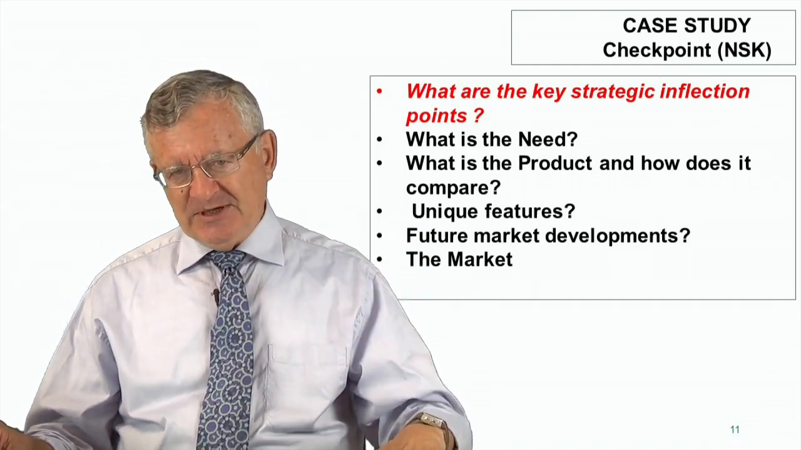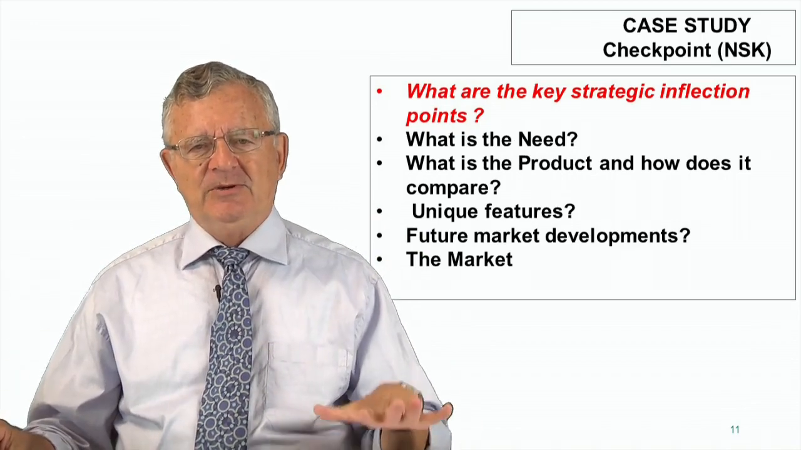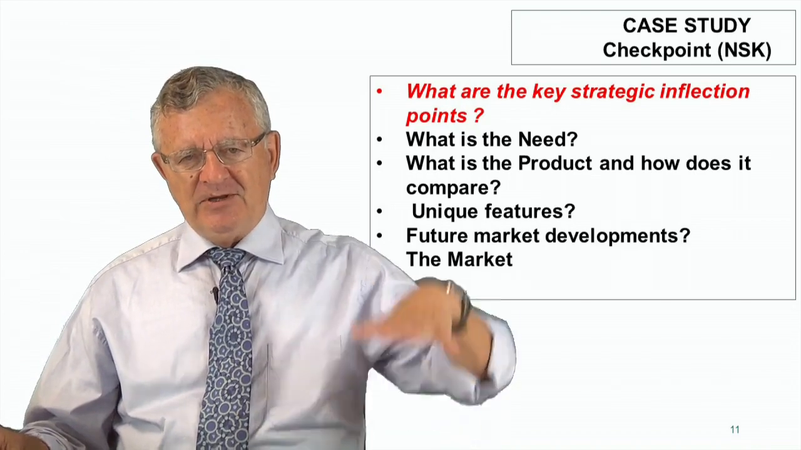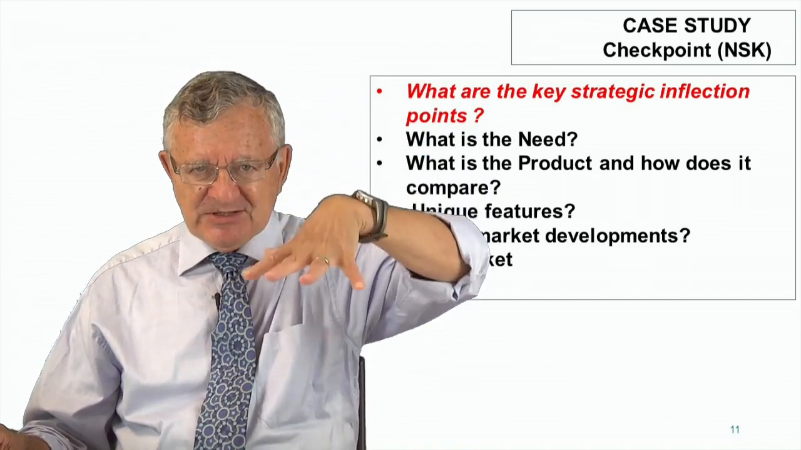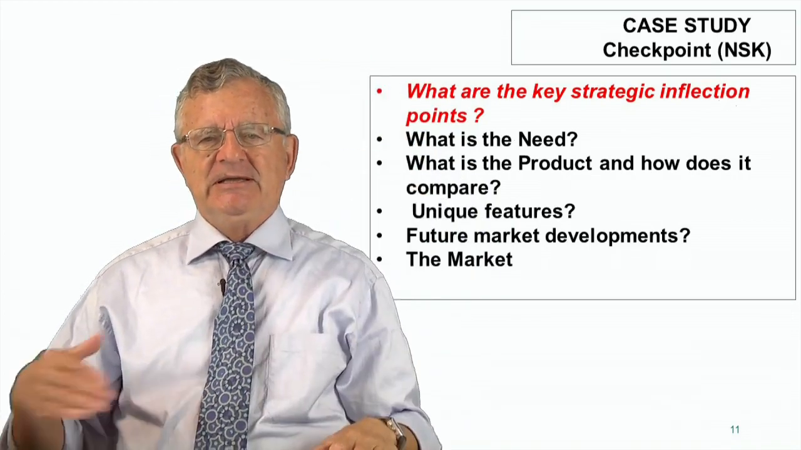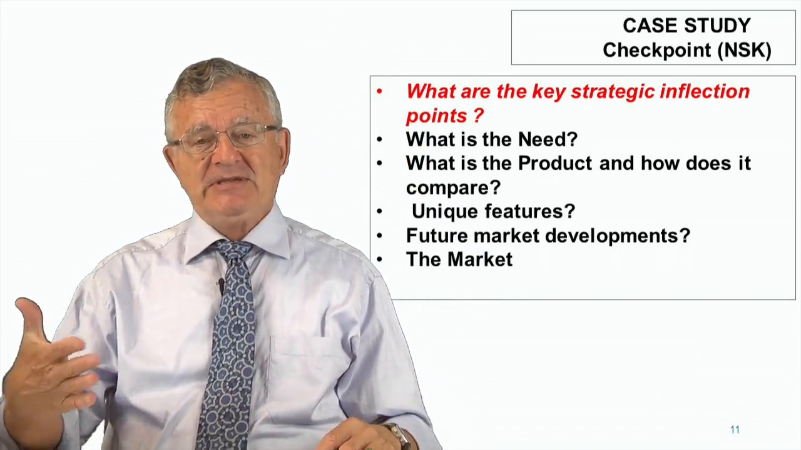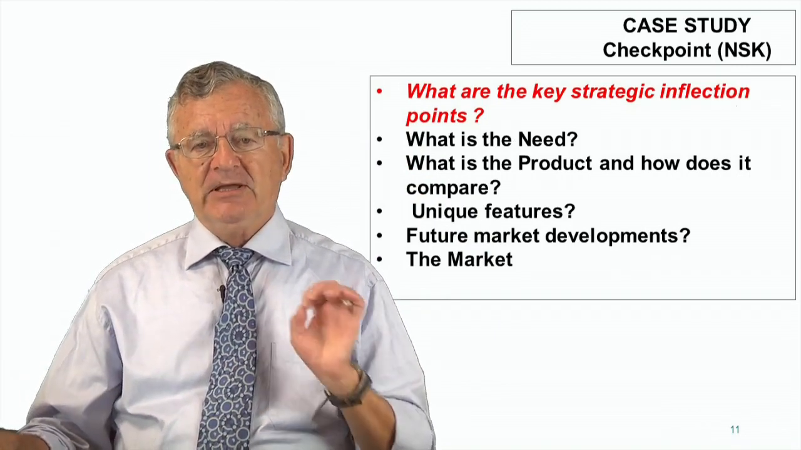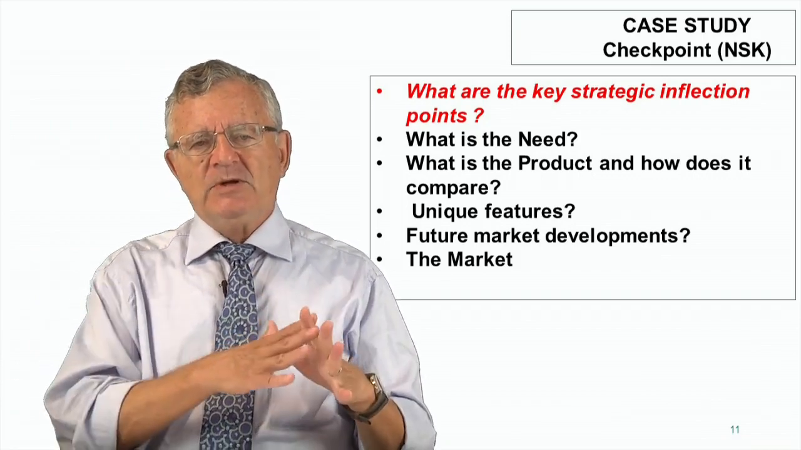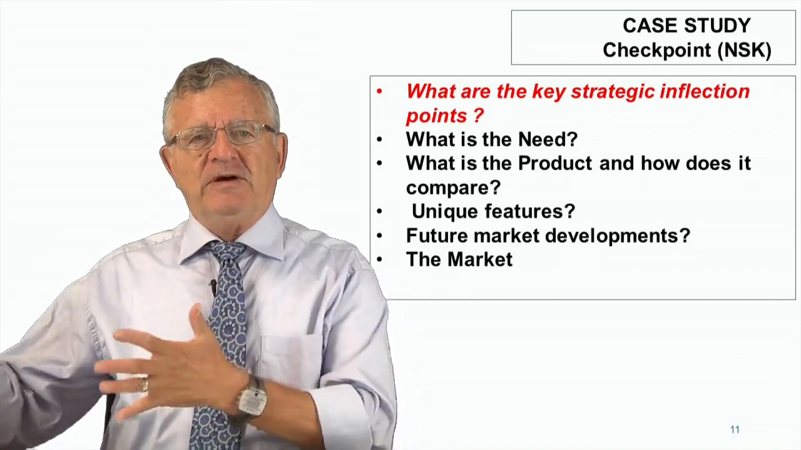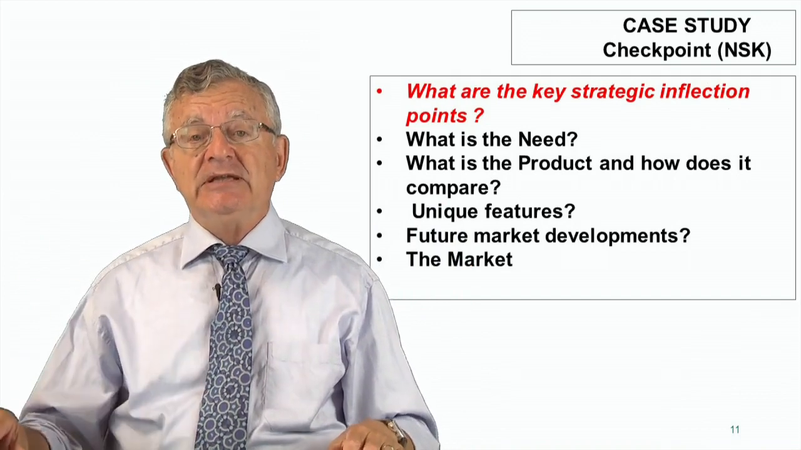First of all, what is the need? The need for firewall protection to keep hackers out. What's the product? A firewall that goes on top of all other cyber security products, easy to use, easy to install, allows people easy access into the network when they should have access, and keeps the bad guys out. Unique features. What is really, really special about this product? What's the future going to look like? How will we evolve our business, make it into a platform, add new products, continue to innovate?